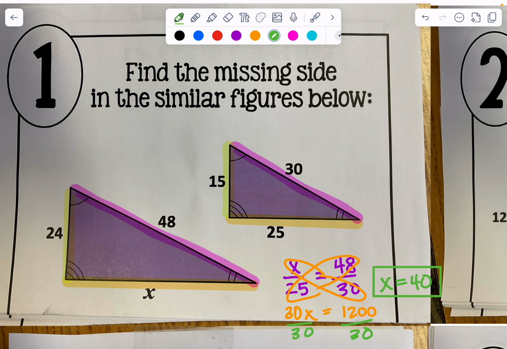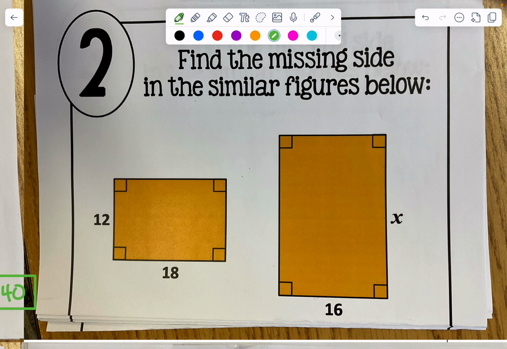All right, now number 2 is an interesting problem because what is true about our 2 rectangles? One is rotated 90 degrees from the other. So when we go to figure out which side corresponds with X, it is not 12, okay? In the rectangle, we have one side longer than the other. Well, in the smaller rectangle, 18 is that longer side, and 12 and 16 correspond with each other.